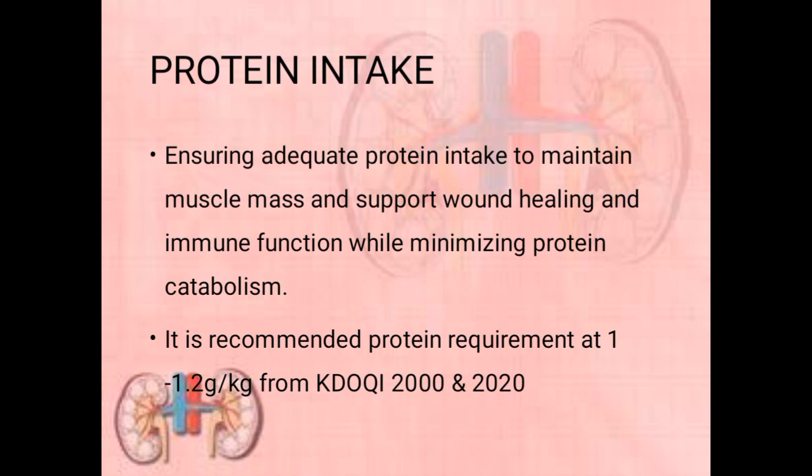Yeah. So the recommended protein requirement is 1 to 1.2 grams per kg from the KDOQI 2020 guidelines, and this is a bit higher than for the normal individual, that is 0.8 grams per kg per day. But this person who is on hemodialysis requires 1 to 1.2 grams per kg. So as a dietitian, when you will be making your calculations, you can range within this range of protein.